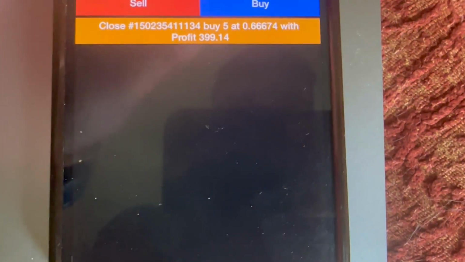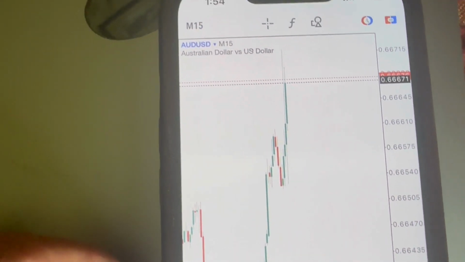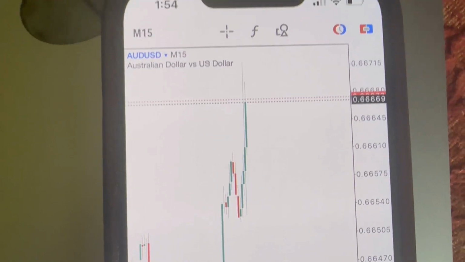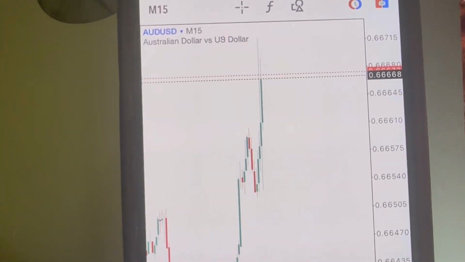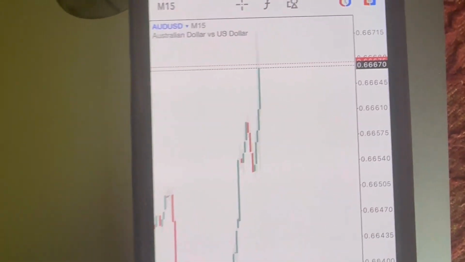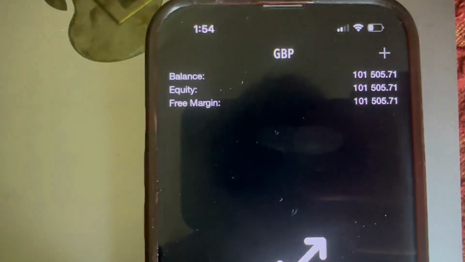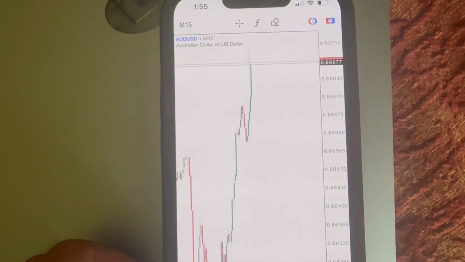Bang, bang. Boom. Alright, we closed out just because it was starting to drop and we just don't have the patience for this trade. It's already good profit. Nearly 2% secured on this guy's account, so he should be happy with that. And 1.5%. And yeah, good trade.